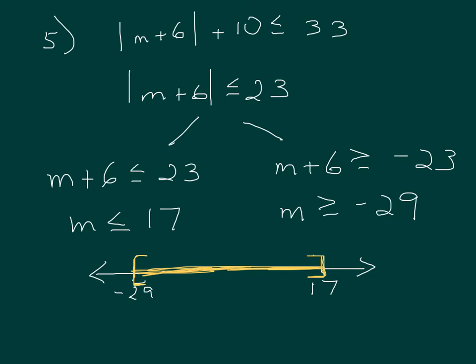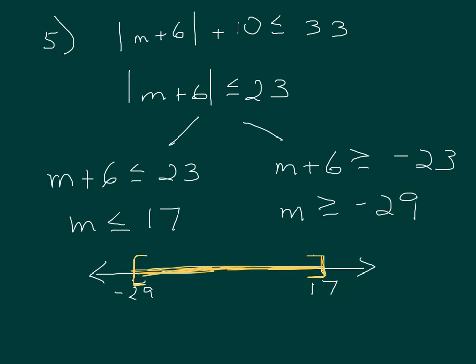Okay, in this problem, the absolute value of m plus 6 plus 10 equals 33. I worked it out so you didn't have to wait for me to write because you got most of this correct. You subtracted 10 from both sides, and then you set up your two cases, and then you got the numbers 17 and negative 29. But then you did not plot them.